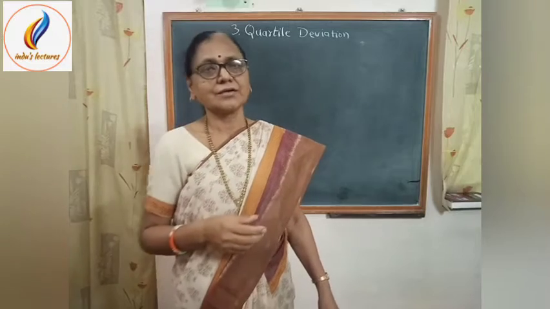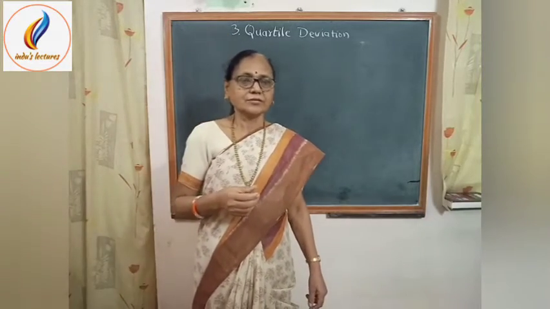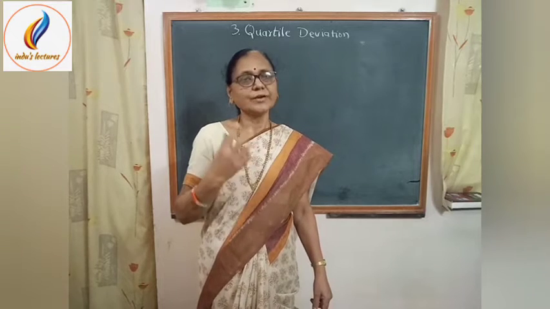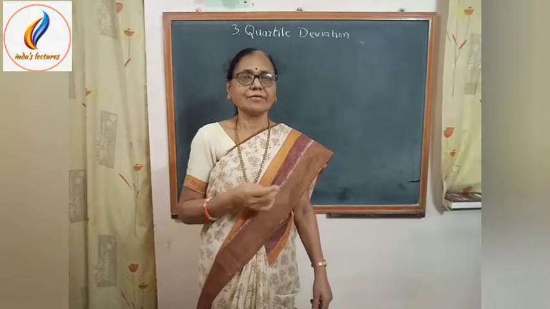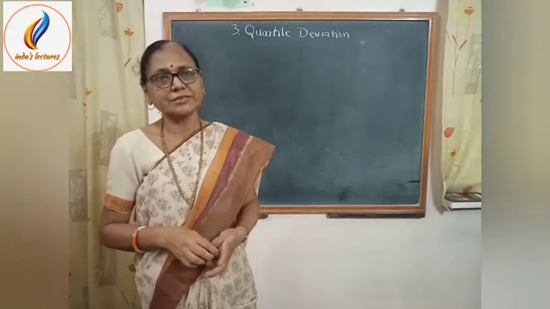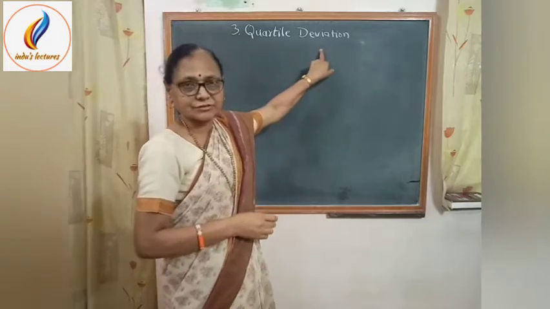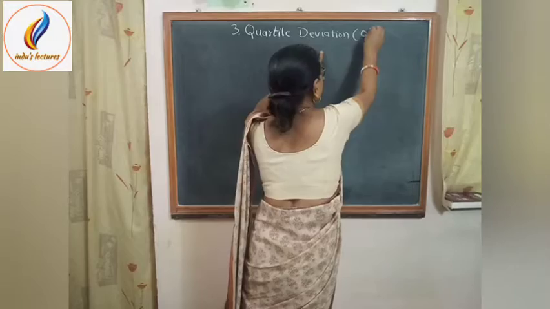In the last part we discussed the definition of variability and two measures of variability: one is range and the second is average deviation. In this part we will discuss quartile deviation. Shortly, quartile deviation is denoted by Q.